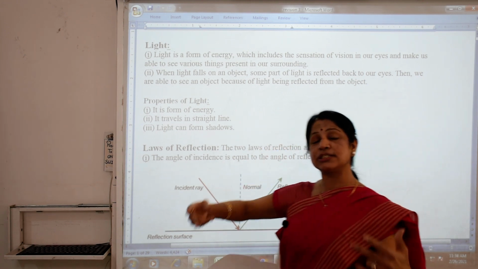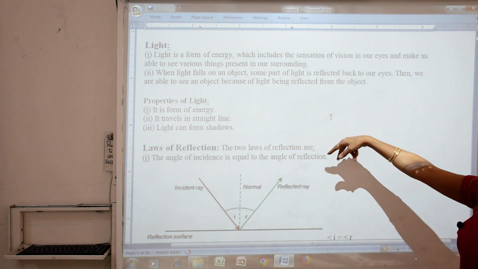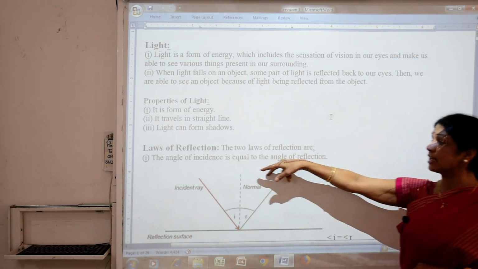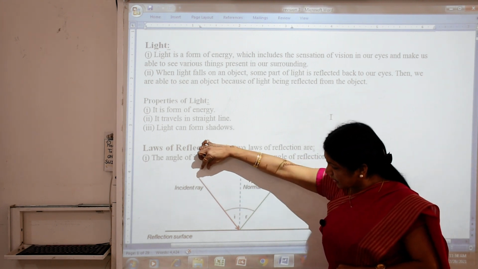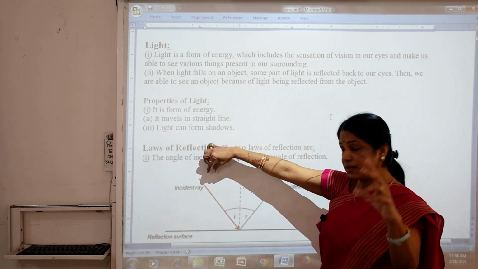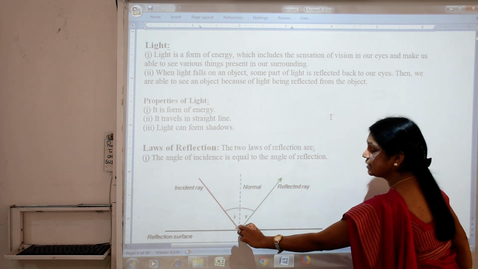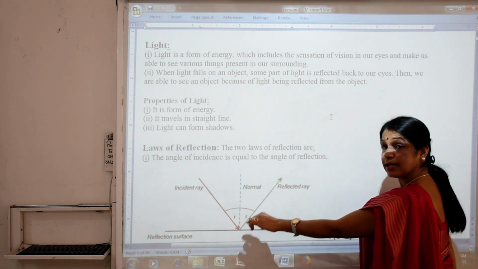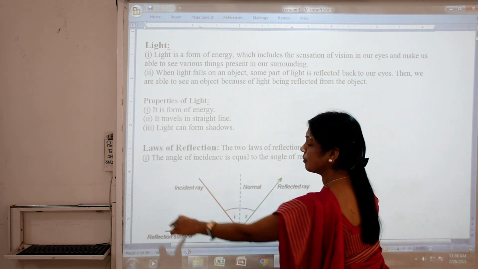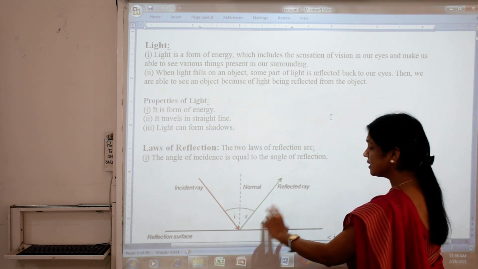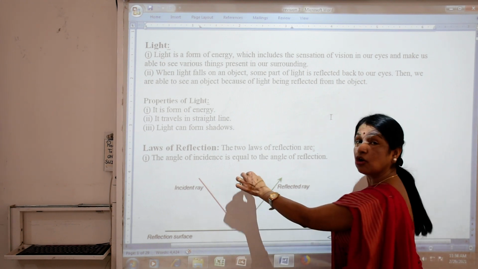Now further we are going to see the law of reflection. What is that? The two laws of reflection: the angle of incidence is equal to the angle of reflection. First is the angle of incidence. What is the incidence ray? It means whatever light enters is the incident ray. And when it is reflected from the surface, this is called the reflected ray. This incident ray is denoted by i, and the reflected ray is denoted by small r. And this is the normal.